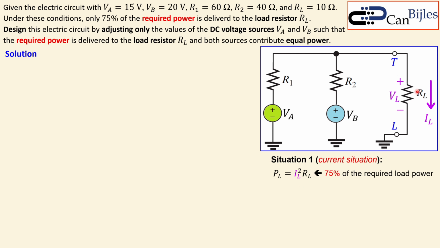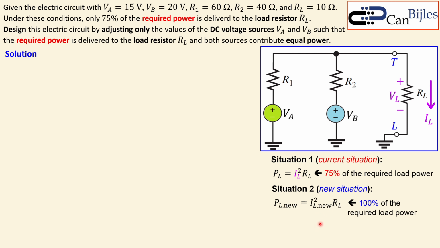Now we have a situation 2, the new situation, and there the new load power must be equal to the new load current squared times the load resistor, and that is 100% of the required power. So this new condition is what we actually need to have. Okay, let's now look at the solution step by step.